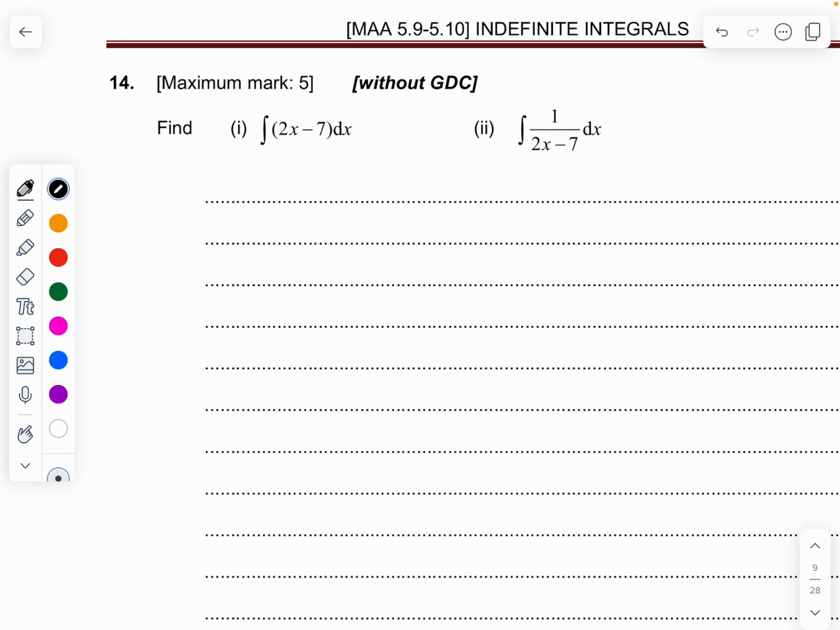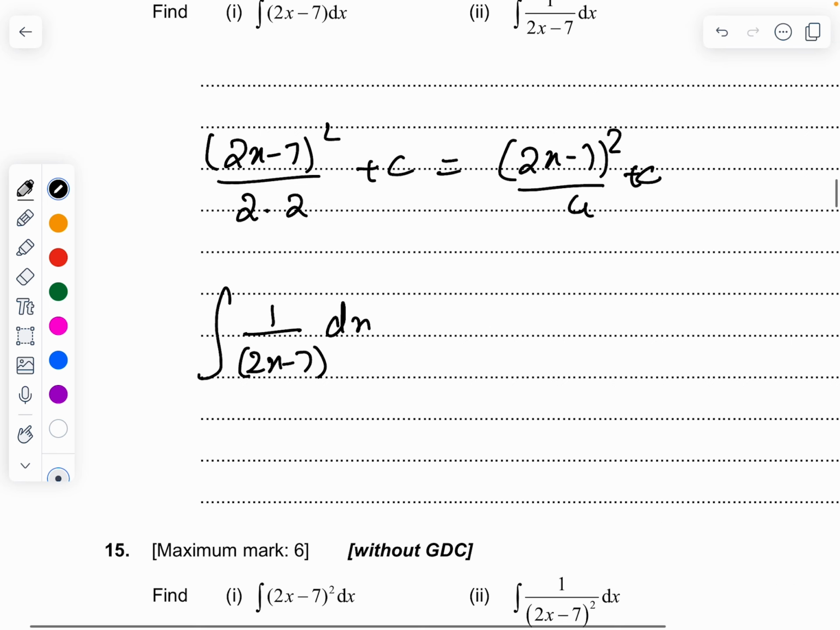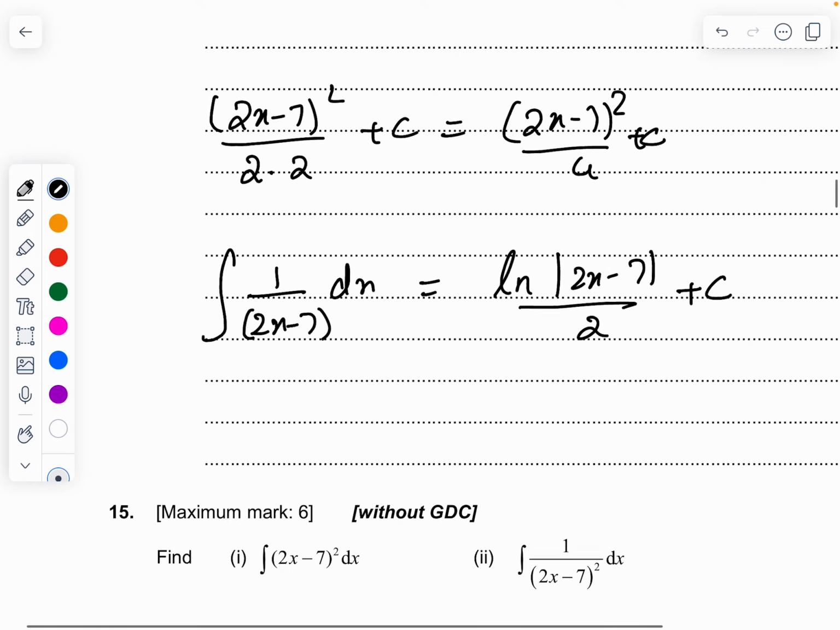Question number 14, integral of 2x minus 7 will become 2x minus 7 whole square divided by 2 times again 2. So it becomes 2x minus 7 whole square upon 4 plus c. Now 1 upon this one, 1 upon x is integral ln 2x minus 7 divided by 2 plus c.